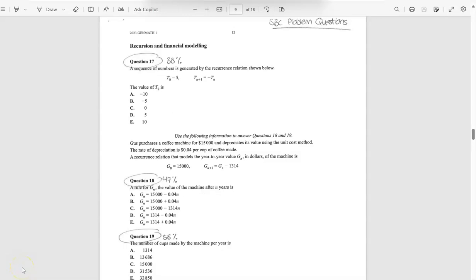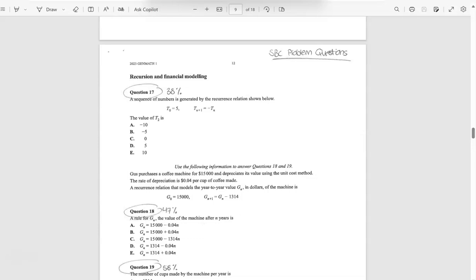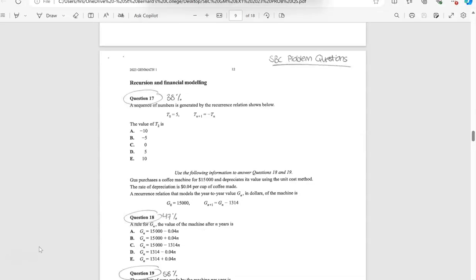All right, so this is the finance section. With this one, the starting one, it's quite annoying because that's supposed to be the easiest one. When you're asked to find, they give you T0, they give you the formula, and they say find the value of T2.